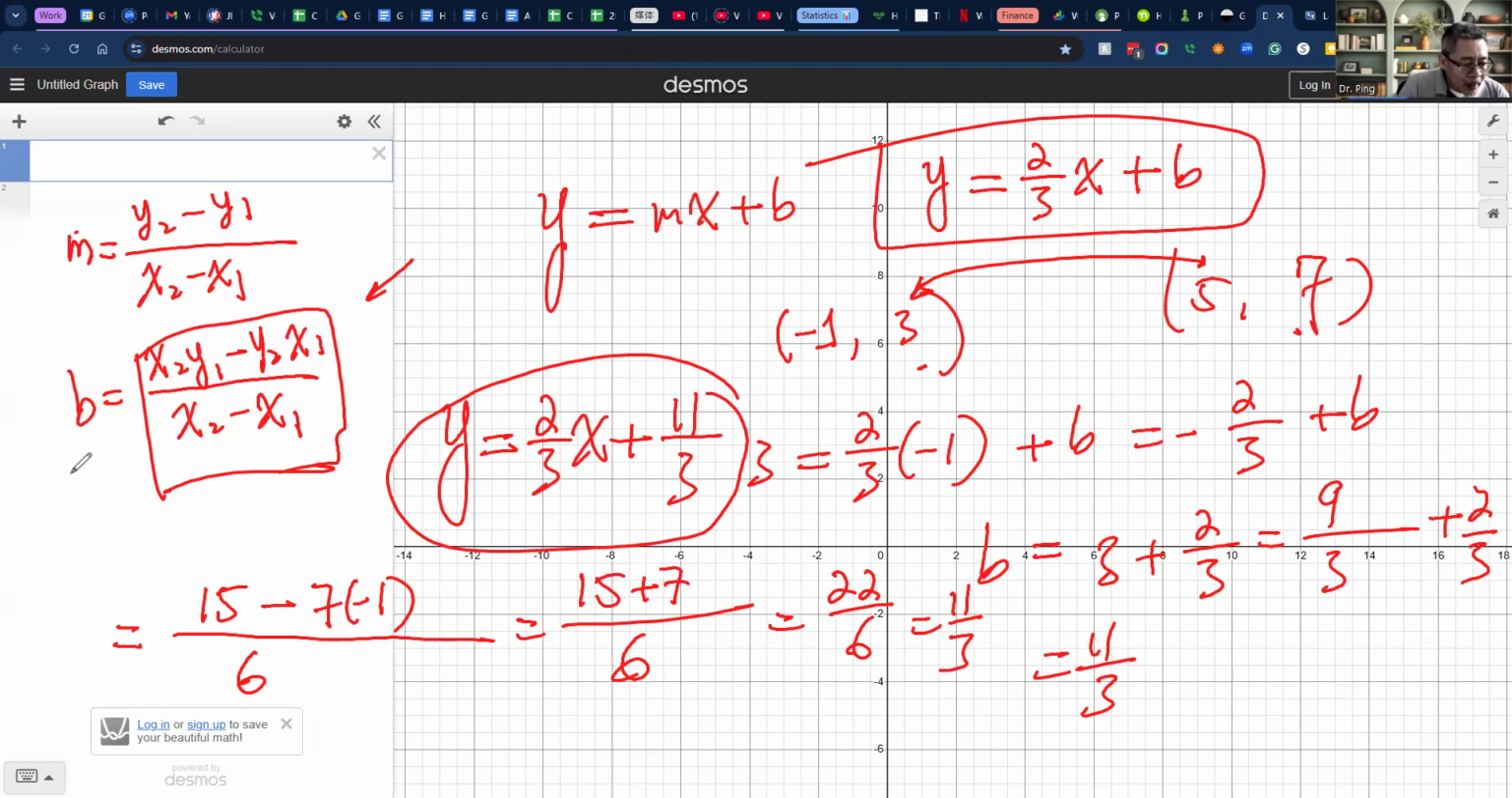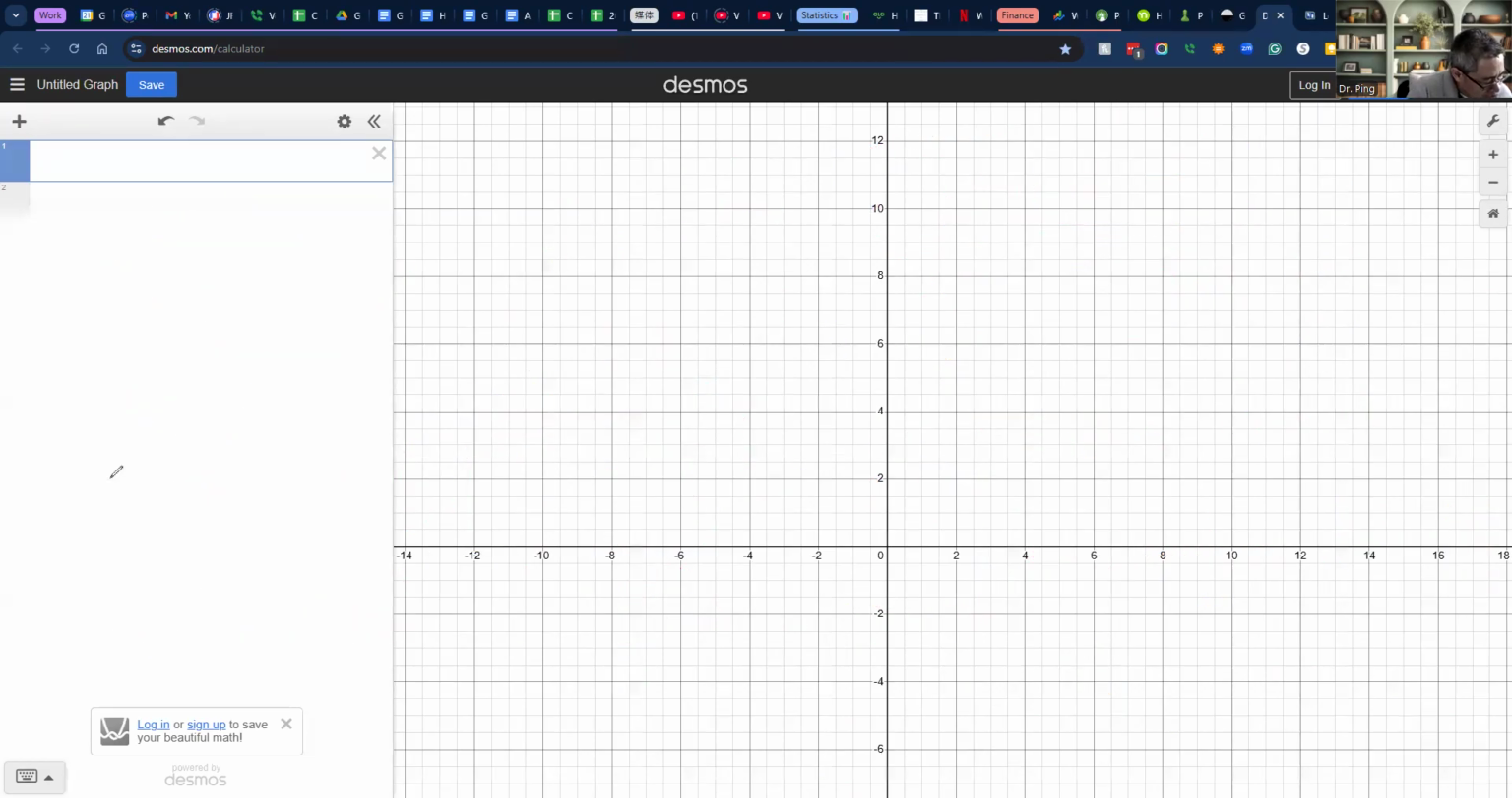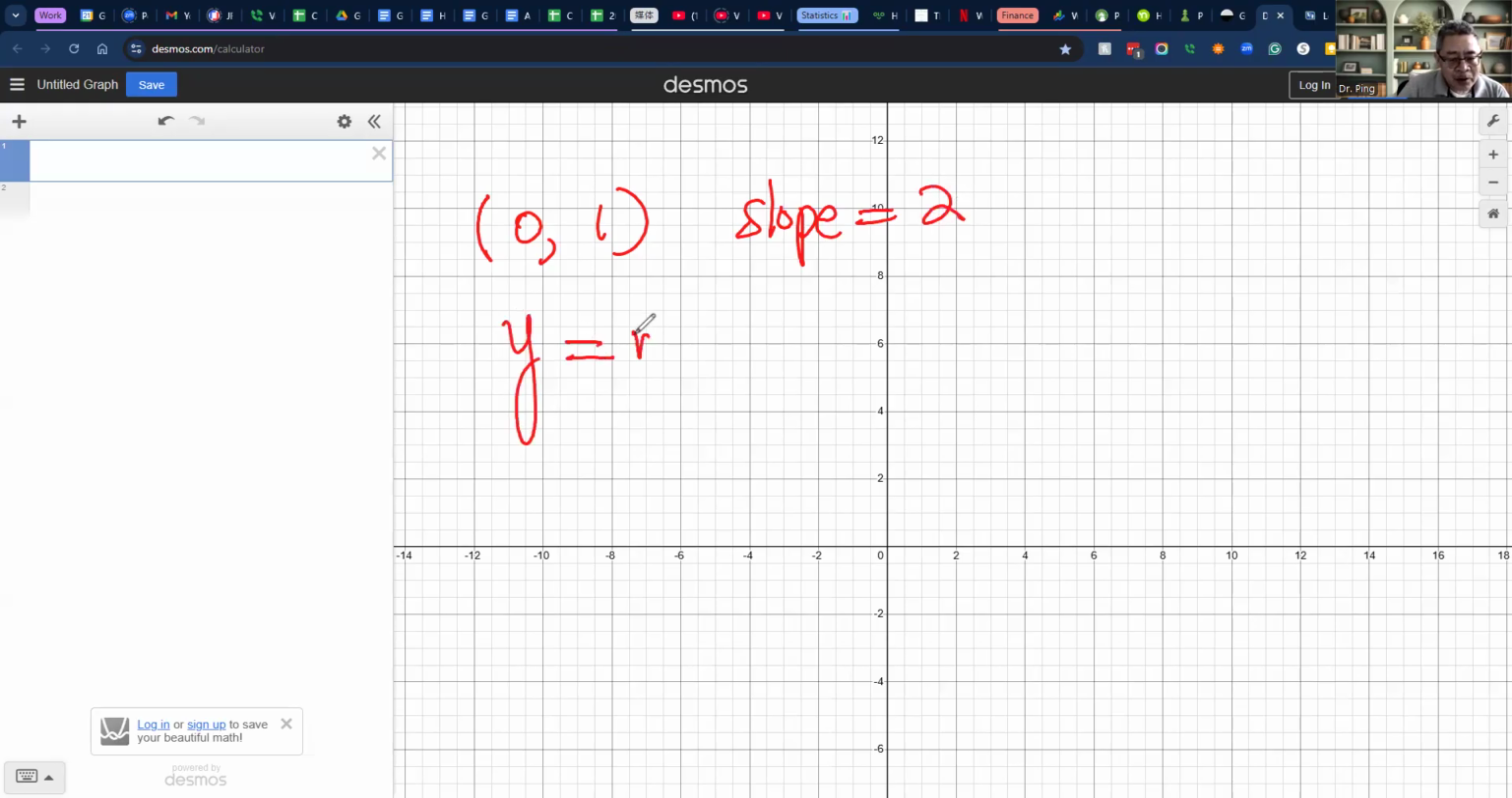All right. And sometimes our life is made a bit easier when they tell us the slope and give us a point. Okay, let's see. We have a point 0, 1, and the slope is 2. And this actually becomes super easy because we have y equals mx plus b.